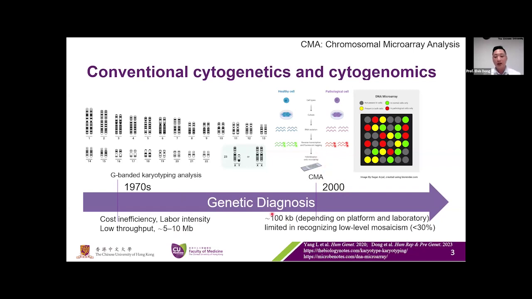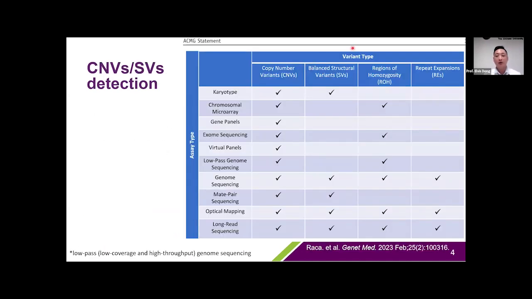Usually in our lab, as well as in other labs, like the one in Zhangyu Hospital, we have a genome-wide coverage of 100 KB for calling deletion and duplication. This is an overall view from the ACMG statement that acknowledges the methods that can be used for current SV detection, starting from karyotyping and chromosomal microarray towards the application of NGS, the next generation sequencing, as well as long read sequencing.